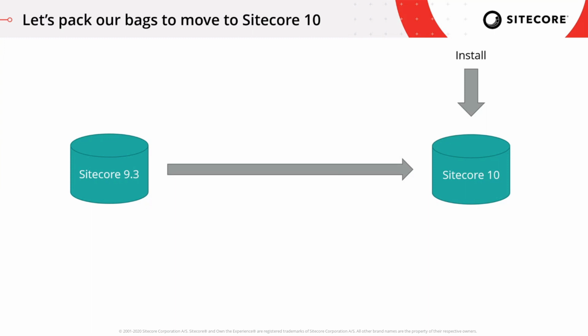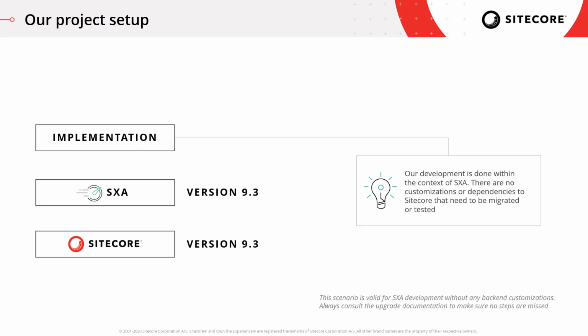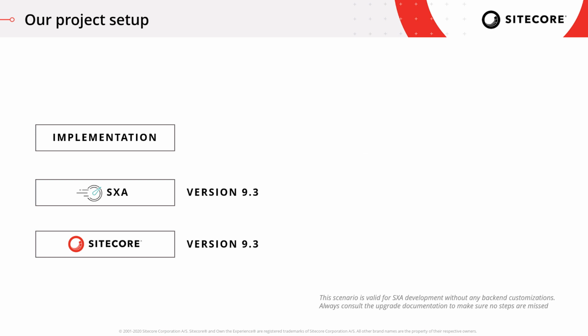Well, because with SXA, with our implementation, we're leveraging all of the functionality that SXA offers. We are not really relying on any custom stuff in our Sitecore implementation. So we still use a vanilla Sitecore implementation with SXA on top of that. We could easily swap out that Sitecore version and replace it with a new version, since we're not dependent on the 9.3 installation. We are just dependent on SXA itself.